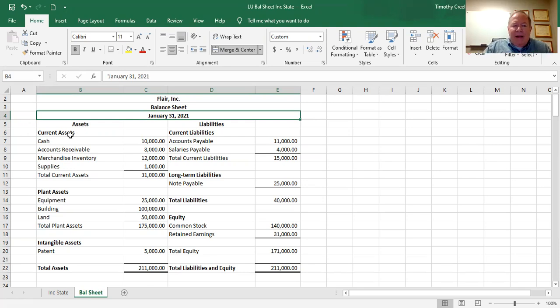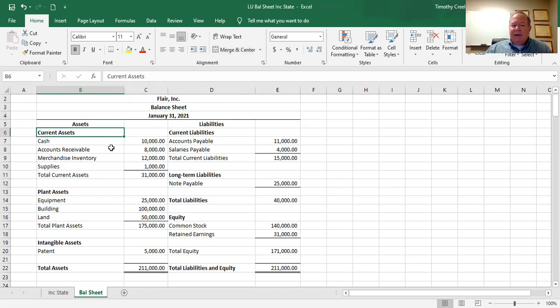So it's dividing out into some different classifications. So you have current assets. Current assets are any assets that you're going to use up or turn into cash within the next year. Some typical current assets I've shown here: cash, accounts receivable, merchandise inventory, and supplies. These are some typical current assets that you have seen in the course.